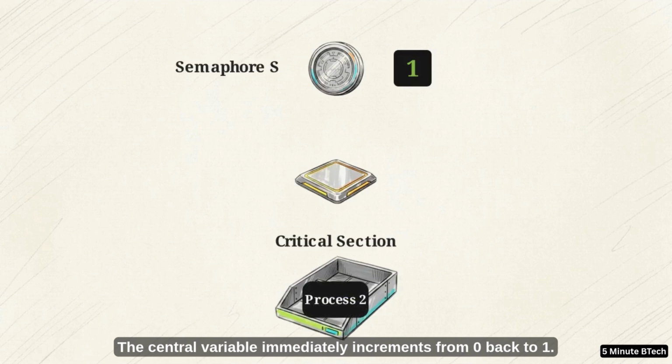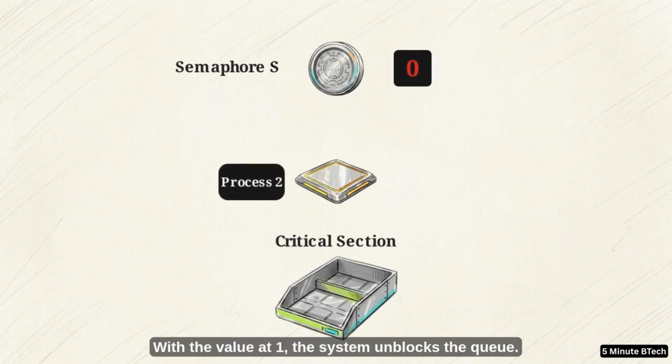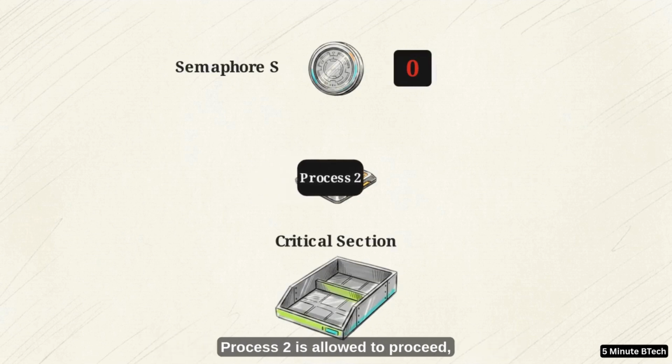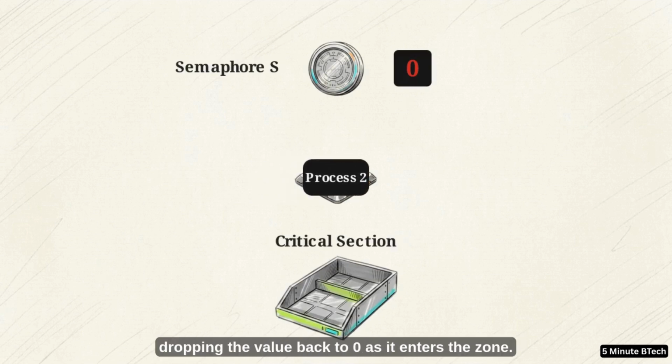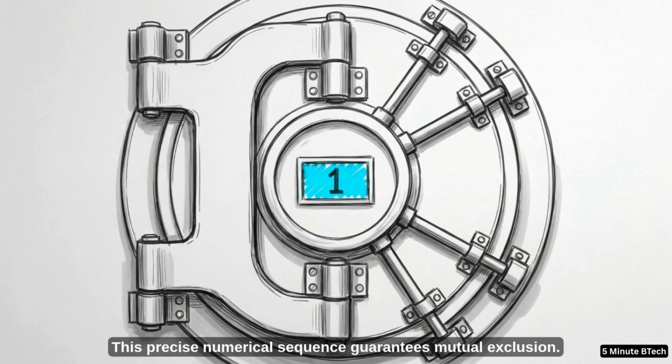The central variable immediately increments from 0 back to 1. With the value at 1, the system unblocks the queue. Process 2 is allowed to proceed, dropping the value back to 0 as it enters the zone. This precise numerical sequence guarantees mutual exclusion. Only one process can hold the access value at any given time.